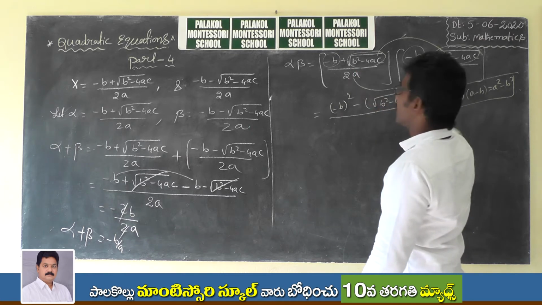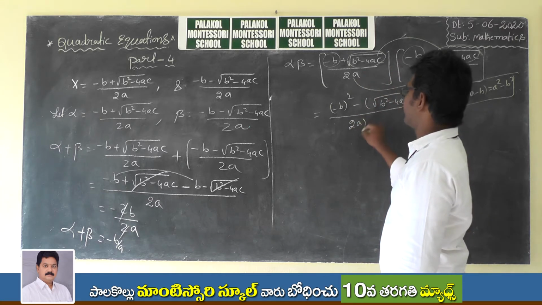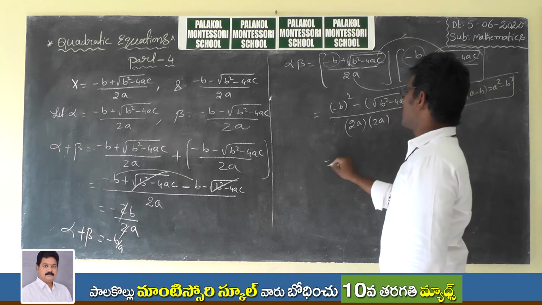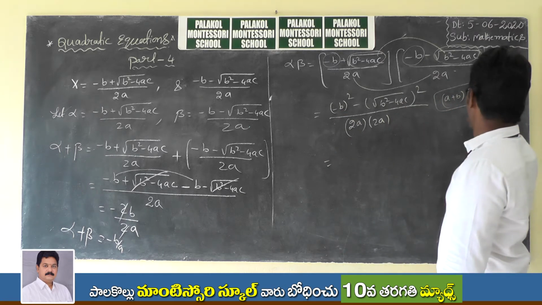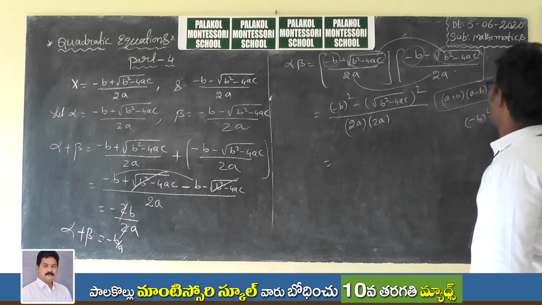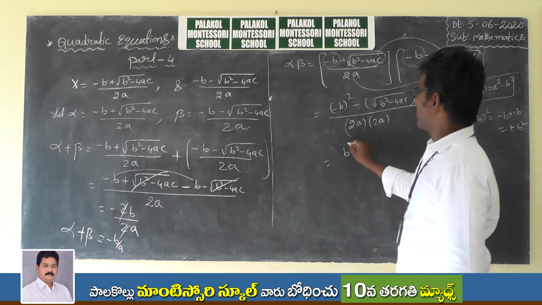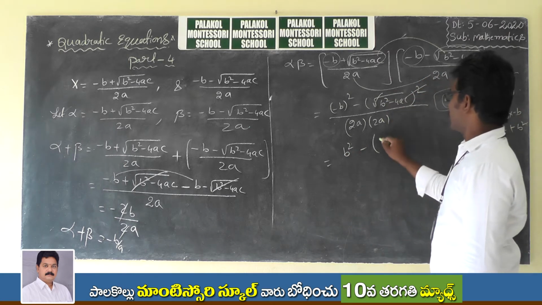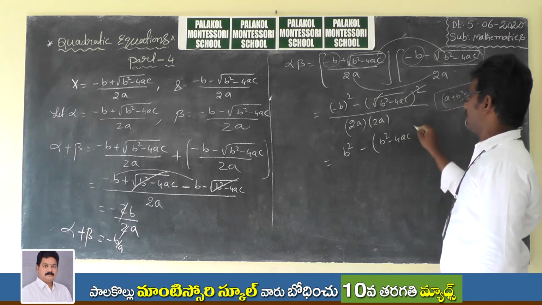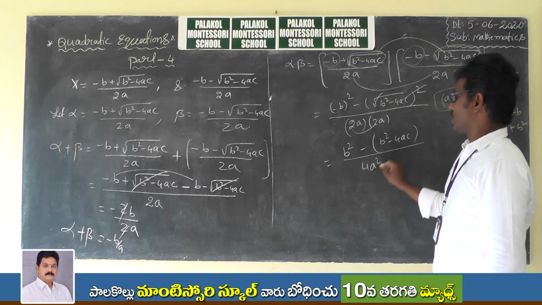By multiplication of the denominator's two terms, 2a into 2a. So here, minus b square, how many times do you write? Two times. That means minus b whole square is equal to minus b into minus b, which is b square. So b square and the square root are cancelled. In the remaining terms, b square minus 4ac in this bracket. 2 2s are 4, a into a, square.